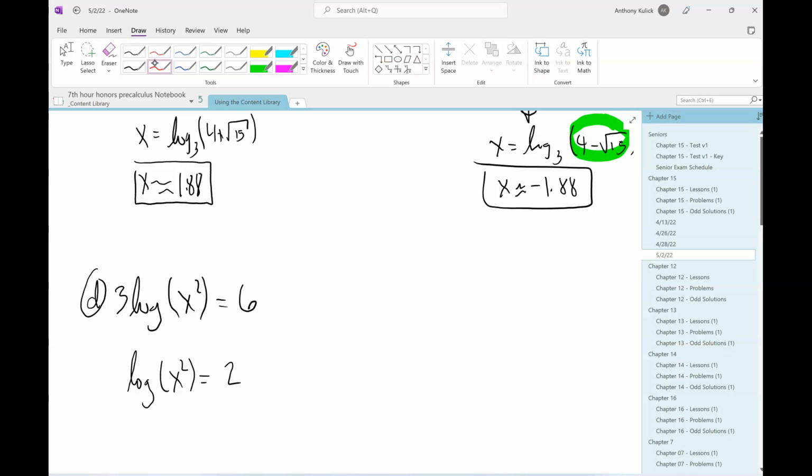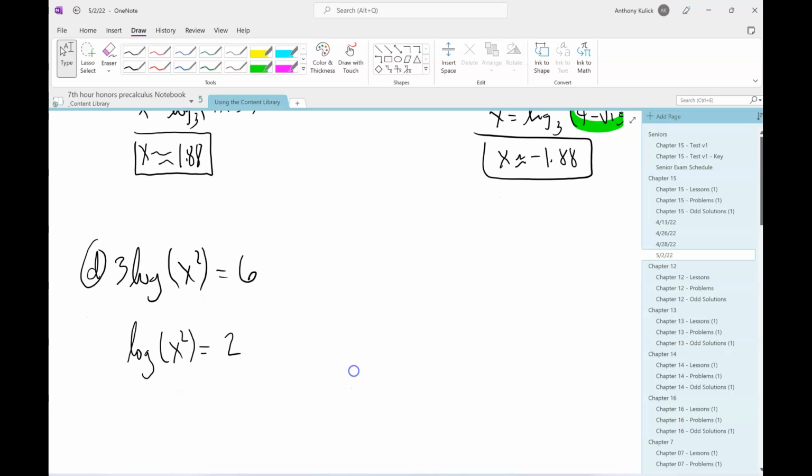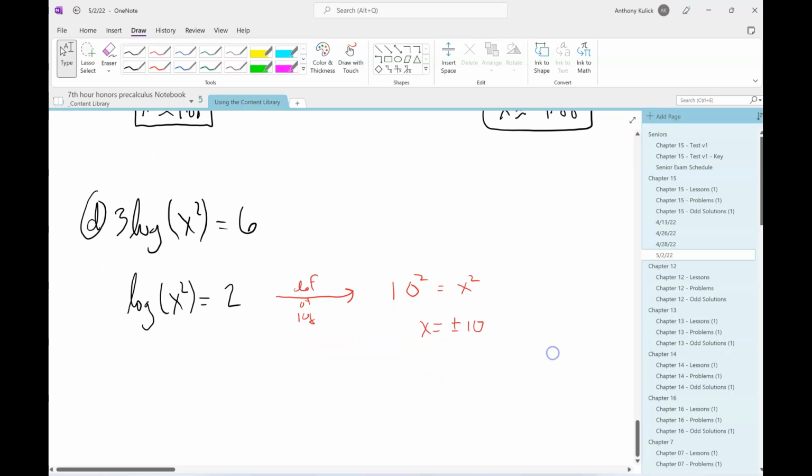Lily. Go back to exponents. Like I remove the log. So 10 squared equals x squared. Okay, so you could use our definition of a logarithm, and that would give us 10 squared equals x squared. You definitely could do that, in which case x would be plus or minus 10, right? Okay, what else could we do here?